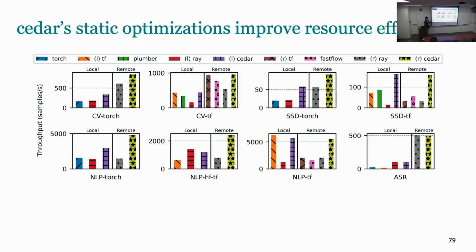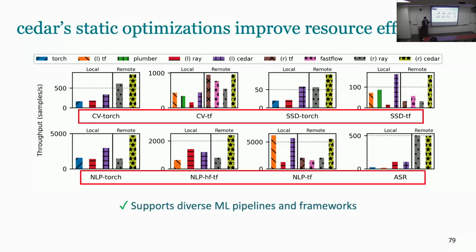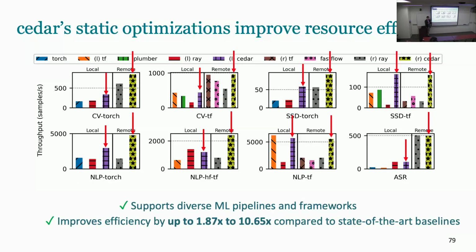And so, like I mentioned, we ran all of these experiments across a diverse set of domains, from computer vision to NLP to speech. Long story short, Cedar is able to support all of these diverse ML domains and also these diverse ML frameworks. And on top of this, by combining all of these optimizations together, Cedar is able to improve efficiency by 1.8 to 10.6 times compared to these baselines.